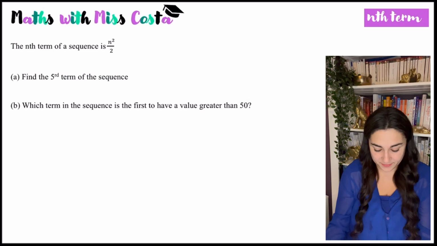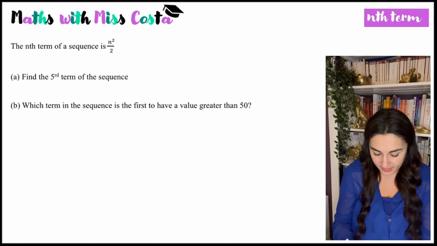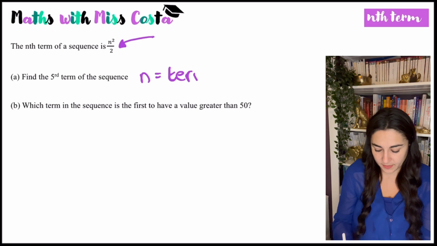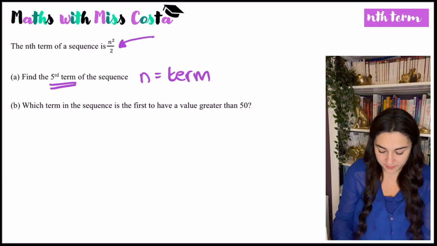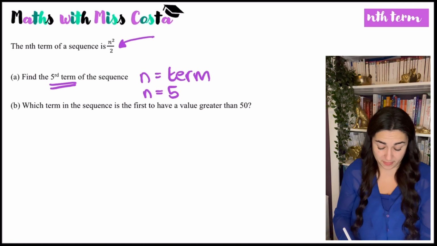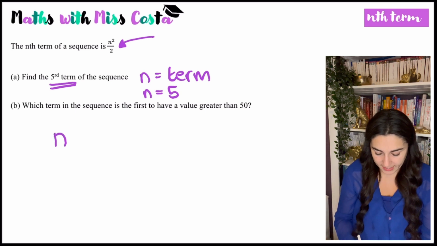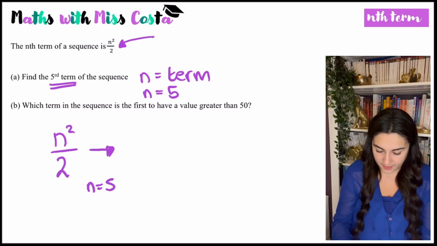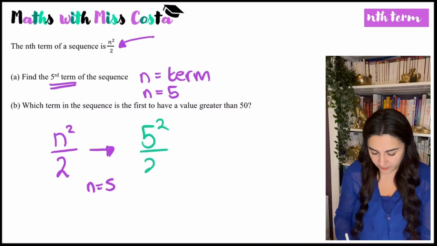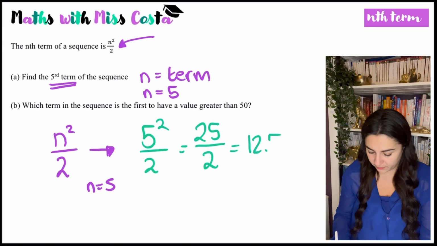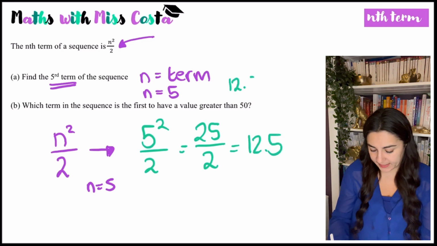So here I have the nth term of a sequence, and I need to find the 5th term of the sequence. In a sequence, n represents the term number. So if I'm trying to find the 5th term, n is going to be 5. I just substitute that into the nth term I've been given: n squared divided by 2, with n as 5. That becomes 5 squared over 2, which is 25 over 2, which is 12.5. So the 5th term of the sequence is 12.5.